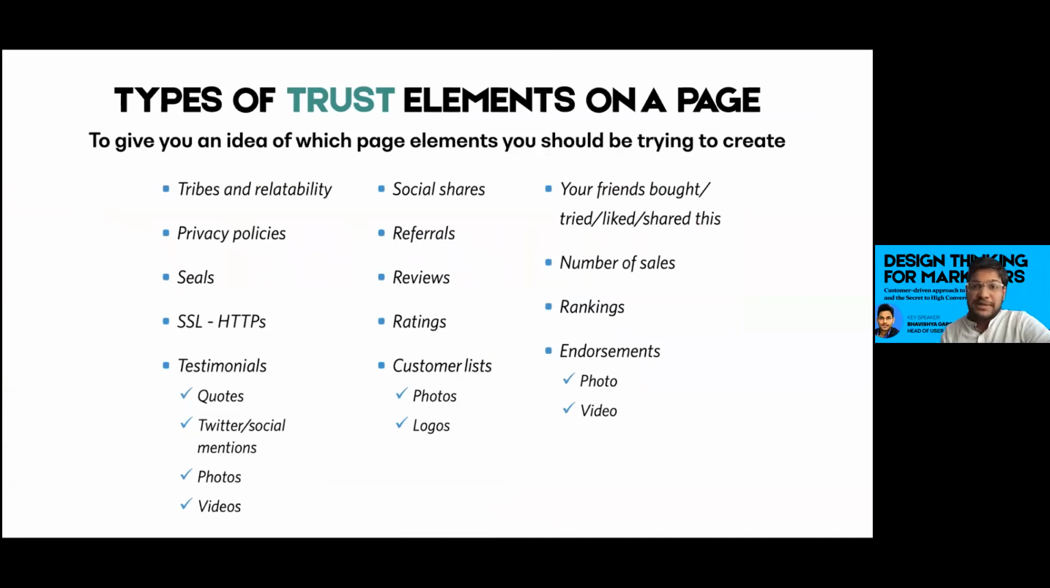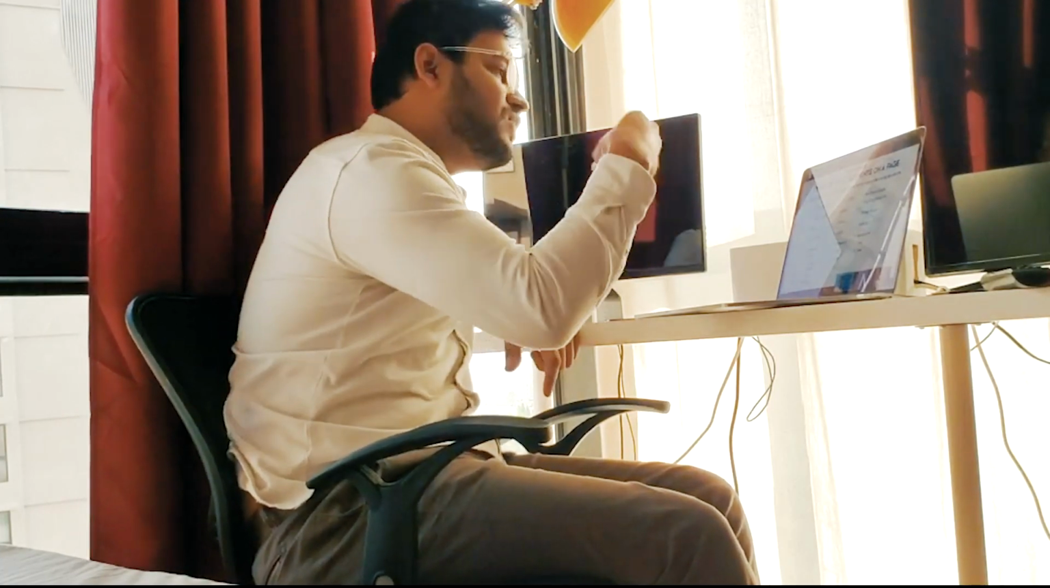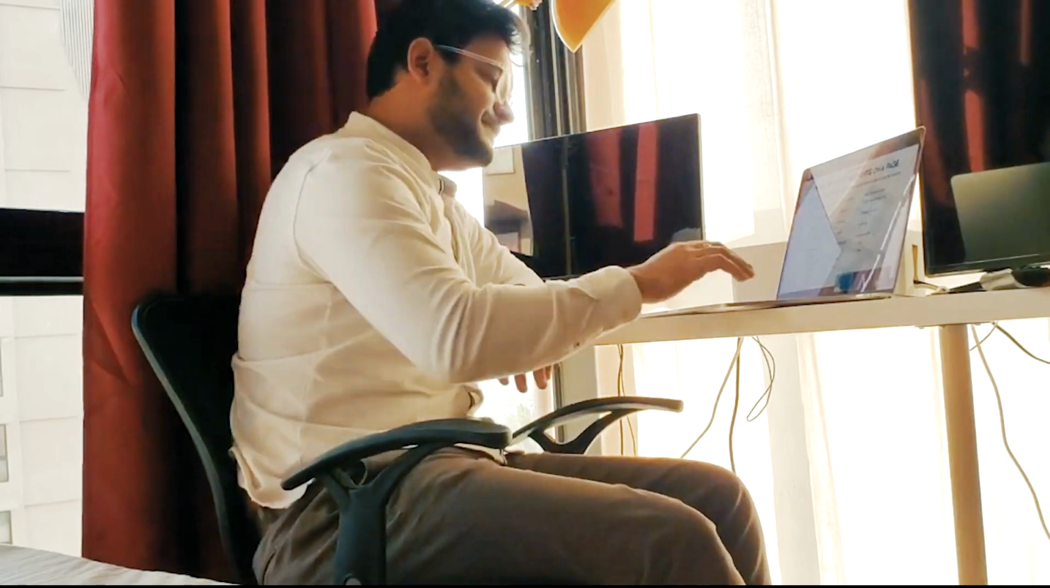Types of trust elements on a page. There are many types of trust elements that you can include on your page to increase the credibility of your overall campaign. Let's say seals, reviews, referrals, social shares, ranking, number of sales, n number of ways in which you can show the users how credible your brand or product is.